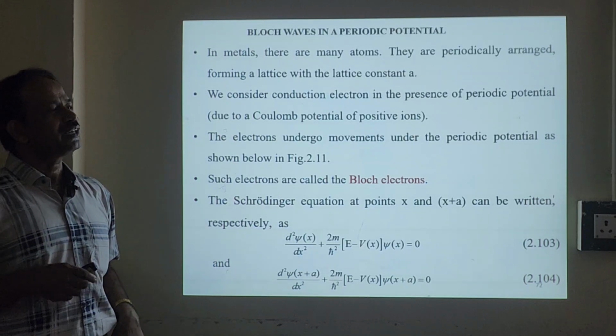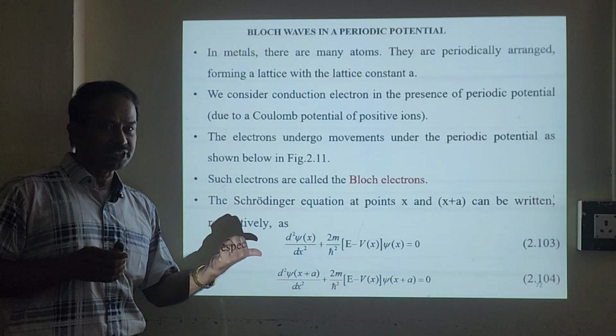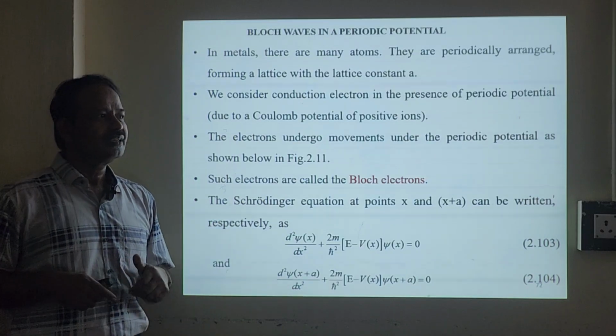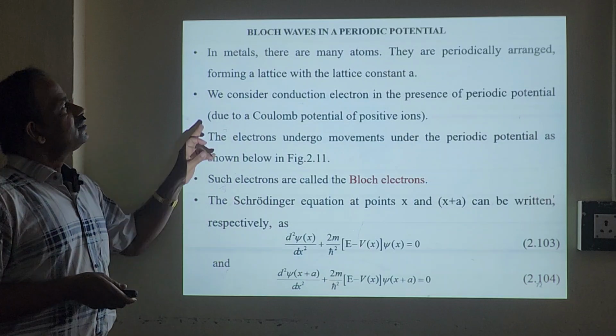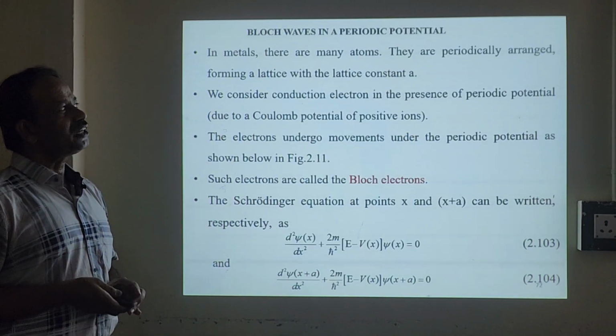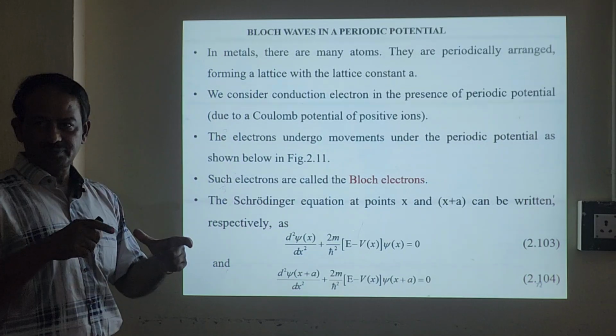Bloch said the electrons will go in a periodic manner, with a periodic potential, and using periodic waves. So this is the idea. In metals, there are many atoms, they are periodically arranged. We know that already. Forming a lattice with a lattice constant a.